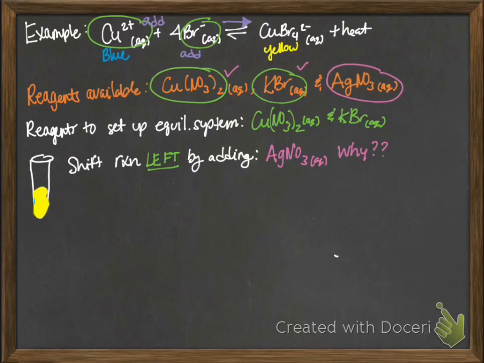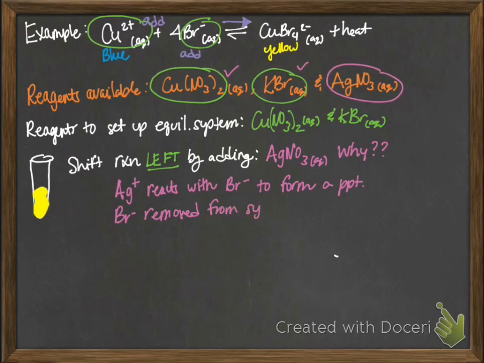Well, silver nitrate gives us silver ions, and silver ions will react with the bromide ions to form silver bromide precipitate. If you remember your solubility rules, you remember that silver bromide is insoluble. So essentially what's happening here is bromide is removed from our system. So the reaction wants to shift to the left to replace that removed bromide, right? It wants to relieve the stress.